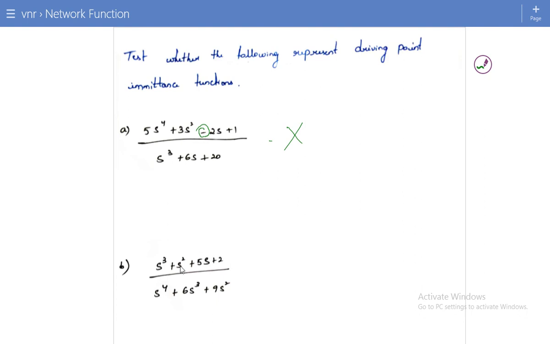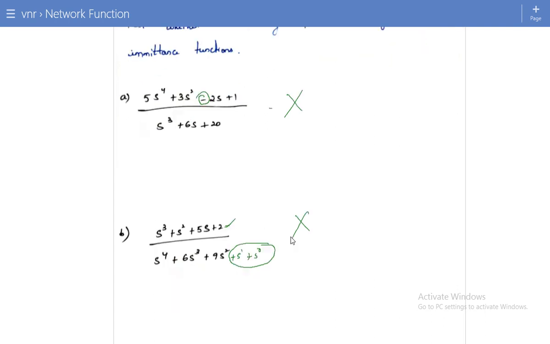The second function, see here, just by looking at the second function, you can say what conditions it is not satisfying, right? There should be no missing terms between the highest and the lowest degree. But here see, in the numerator, s power 3, s power 2, s power 1, s power 0, there were no missing terms. But here, s power 4, s power 3, s power 2, the s power 1 term is missing and the s power 0 term is also missing. So what can we say? The given function is not a driving function.